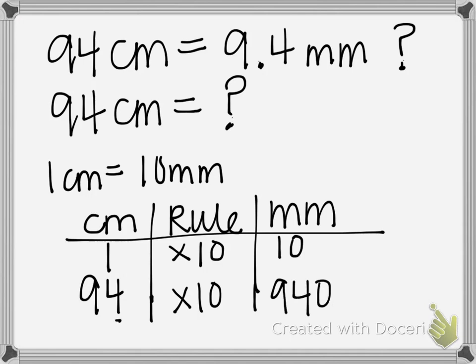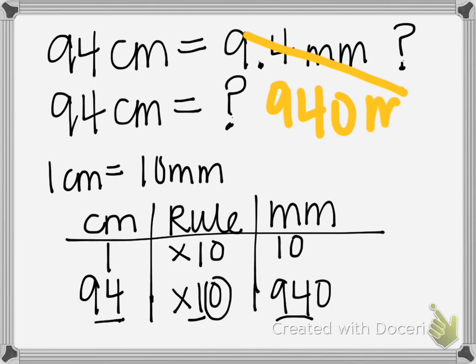If you notice, you can do 94 times 1, which gives you 94, and then just tack that 0 right there on the end of that number. So 94 centimeters is equal to 940 millimeters. So this problem, in fact, is wrong. It does equal 940 millimeters. So this card would go on the incorrect side of your chart. Let's look at another example here.